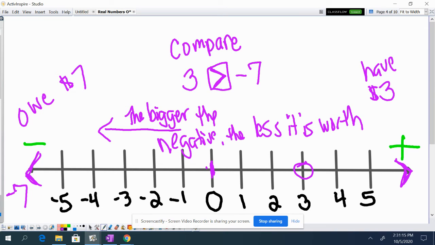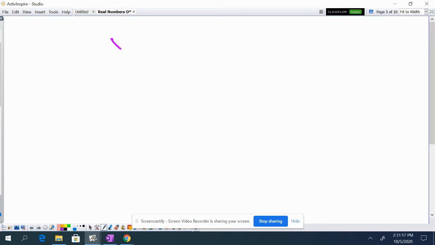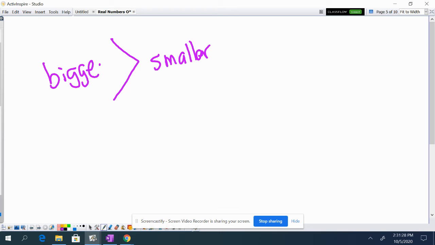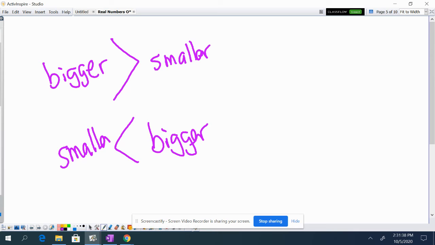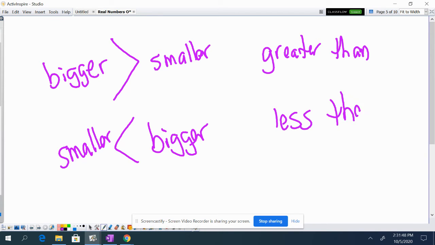So let's look at those symbols. This is the smaller number on that side. This is bigger. That's bigger and smaller. This is greater than. If you hear it spoken, this is less than. And of course, those are equal.